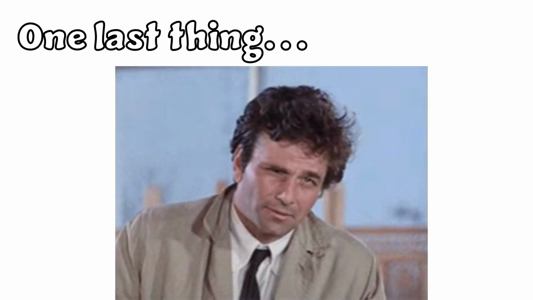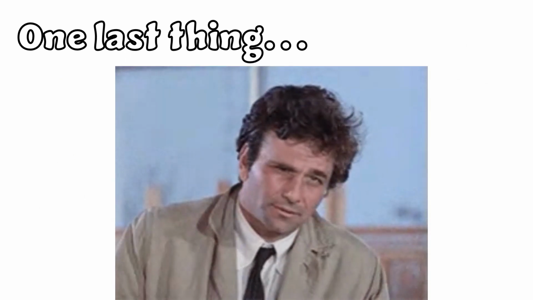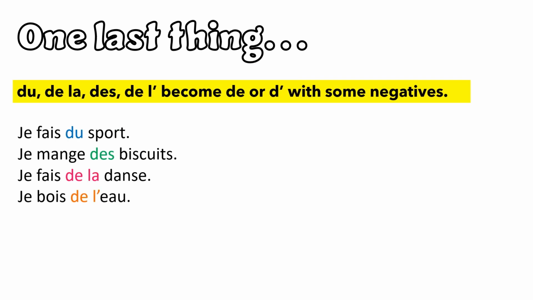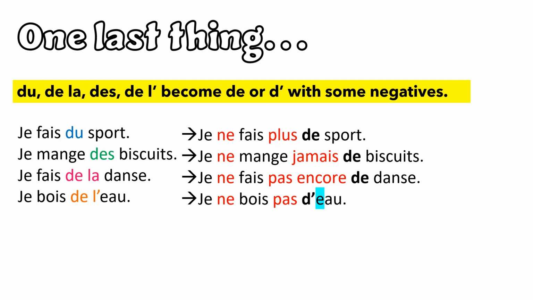One last thing, and that's just to be very picky. Du, de la, des, de l' become de or the apostrophe with some negatives. So that's what it means. Je fais du sport. I do sports. Je mange des biscuits. I eat some biscuits. Je fais de la danse. I do dancing. Je bois de l'eau. I drink water. This little article in negatives, not with all negatives, but with ne plus, ne jamais, ne pas encore, ne pas, these negatives become either de or the apostrophe if the word that follows starts with a vowel or an H.